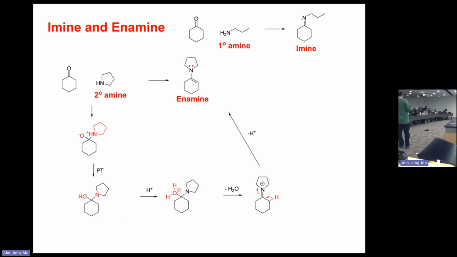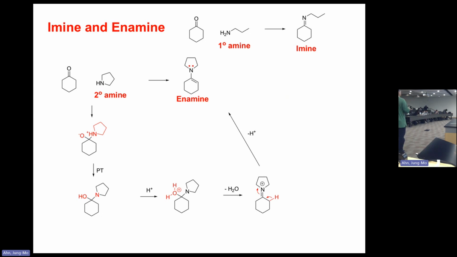This process we'll discuss one more time in chapter 22. This enamine has a very special use. In fact, that's how our body uses ketones and aldehydes as a nucleophile and makes a lot of the natural products. So you're going to see these types of reactions a lot in biochemistry too. Many of the reactions we're going to discuss from now on are directly relevant to biochemistry, something that you really want to know.